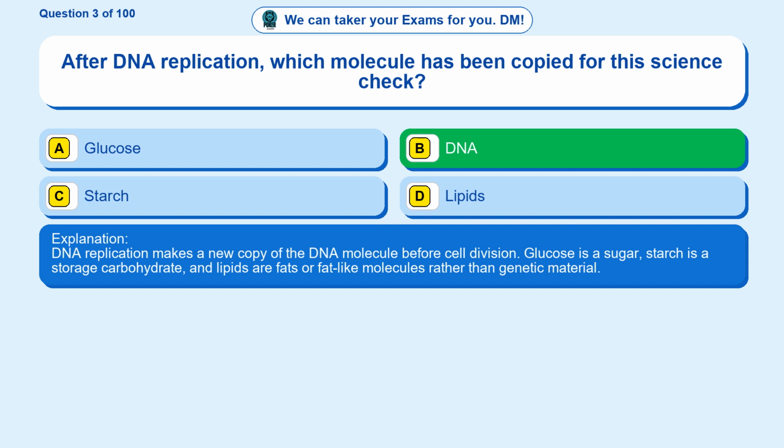Glucose is a sugar, starch is a storage carbohydrate, and lipids are fats or fat-like molecules rather than genetic material.